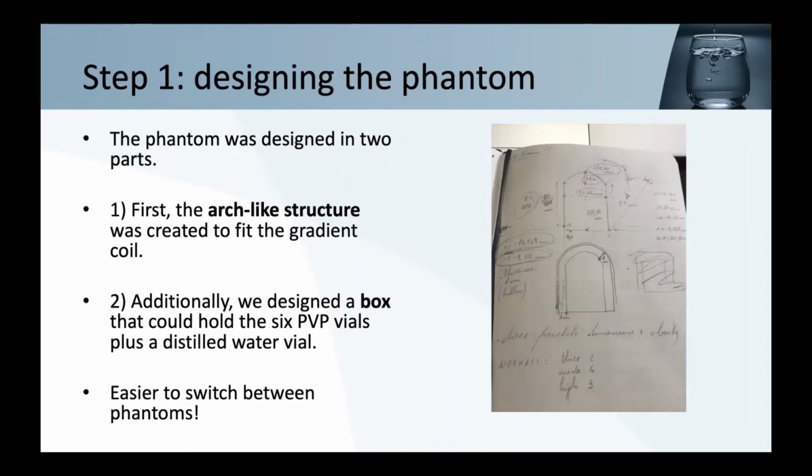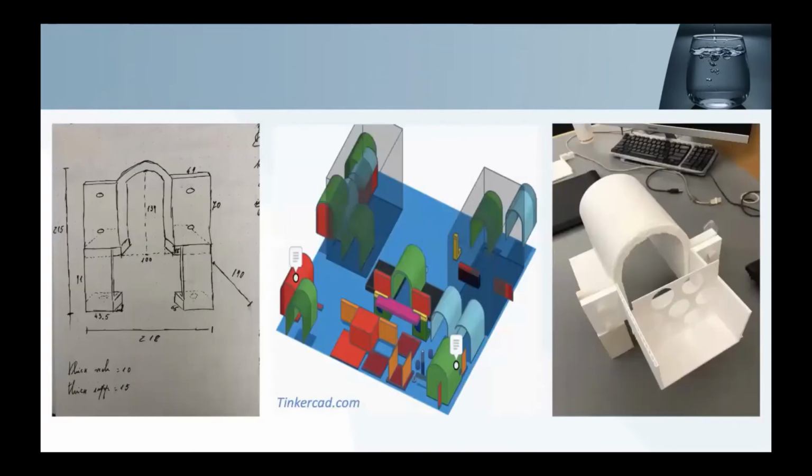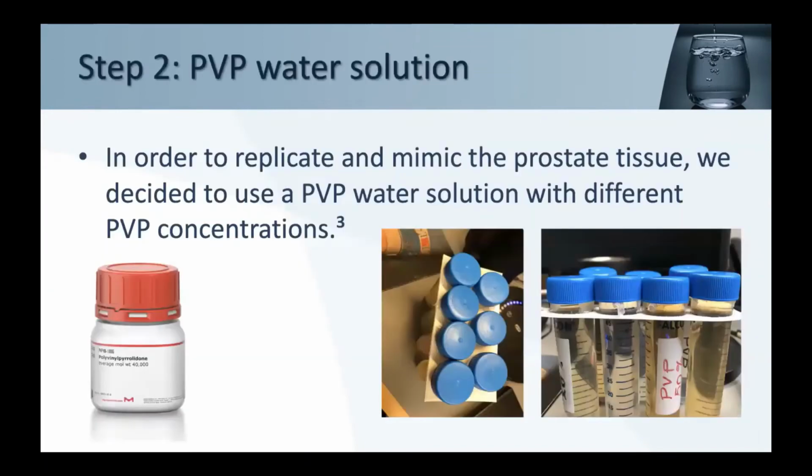So if in the future we want to use the same arch-like structure to sit on the same gradient coil, we can then change the box in shape, or maybe we want to change what's inside, and this allows us to switch between phantoms much easier. These are some sketches that I've drawn, both on my notebook and on the website that I use, which is Tinkercad. And step 2 of the experiment was preparing the PVP water solution.